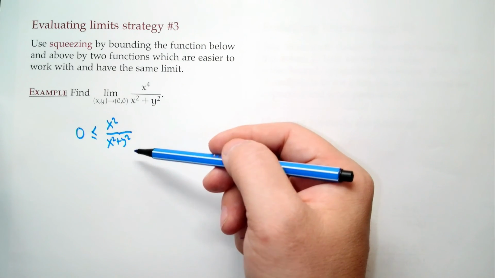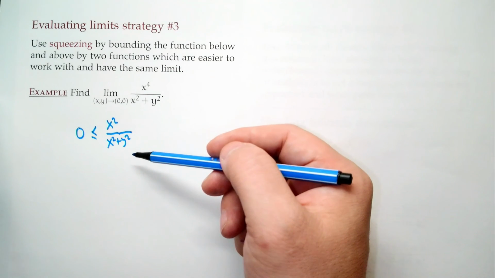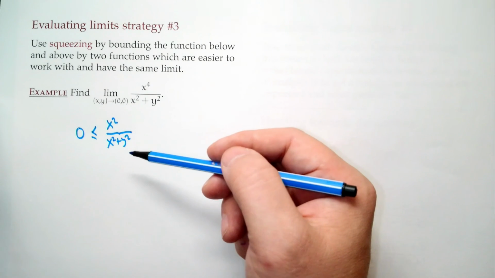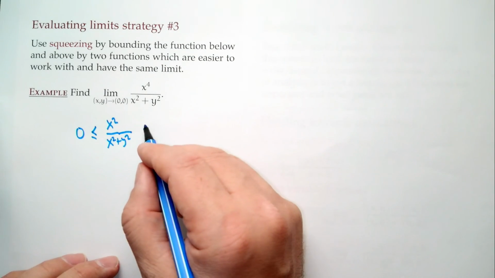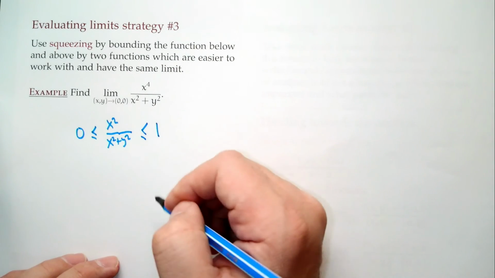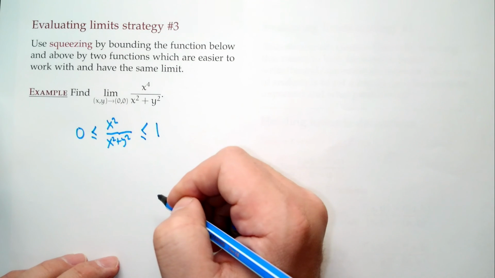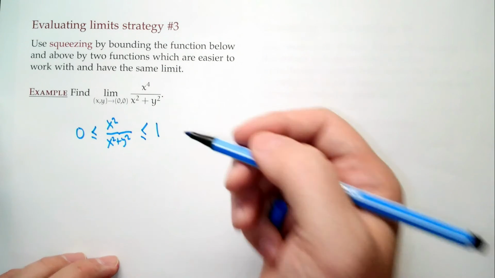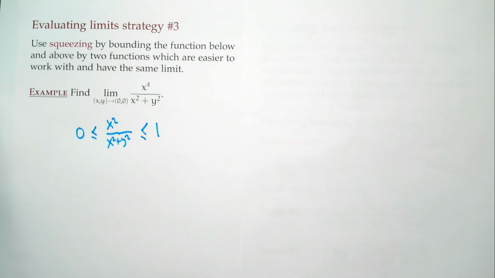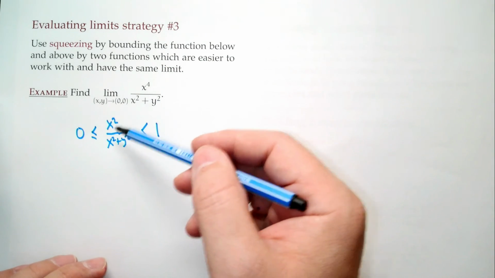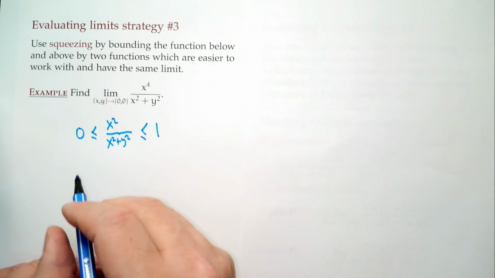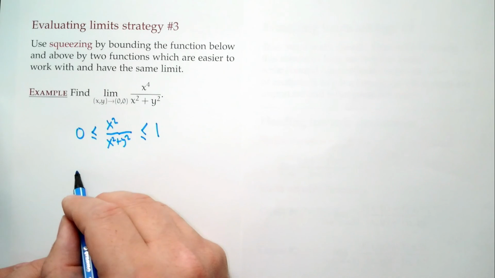The denominator has to be at least as big or bigger, because y squared says I'm going to bump you up by a little bit. So this value is less than or equal to 1. So x squared over x squared plus y squared is always between 0 and 1. But I don't have x squared, I have x to the fourth. So how do I make x squared into x to the fourth? Multiply it by x squared.